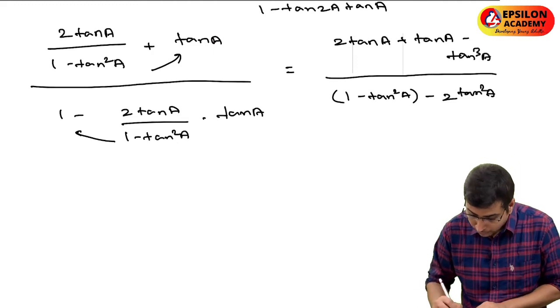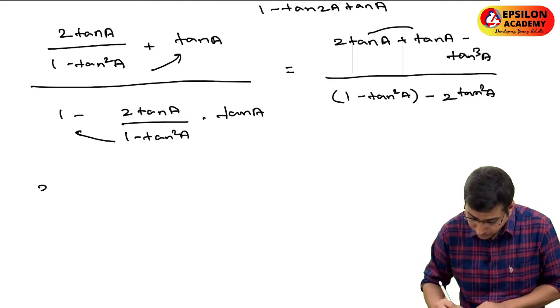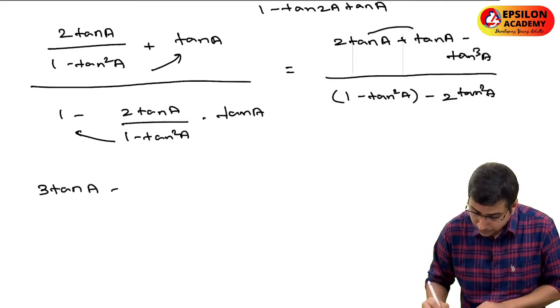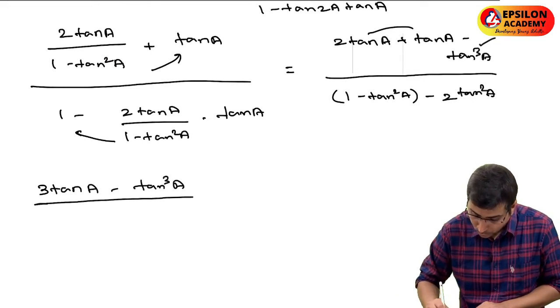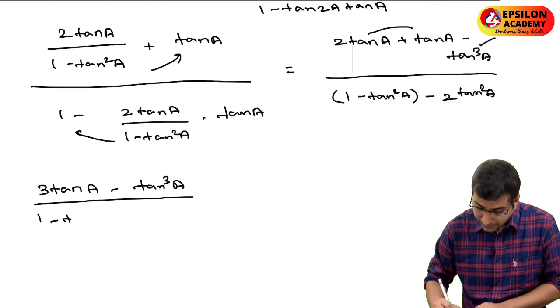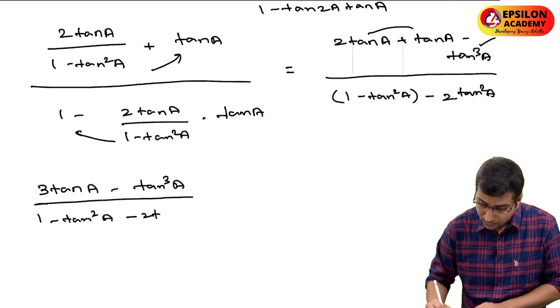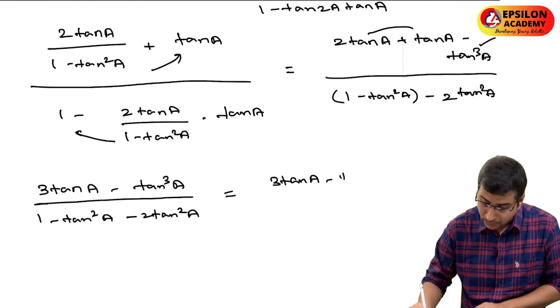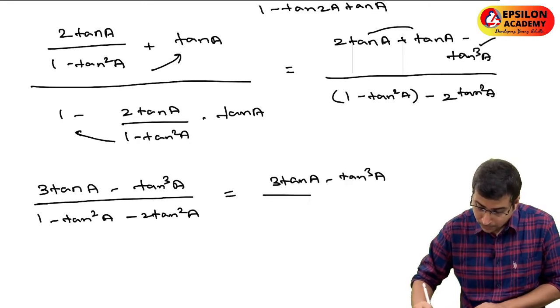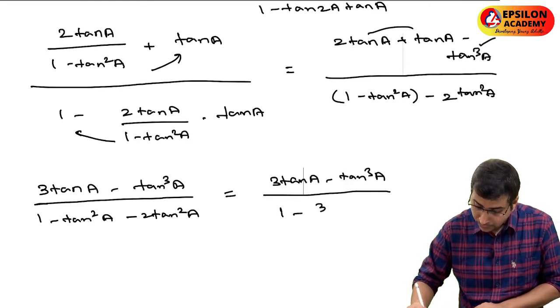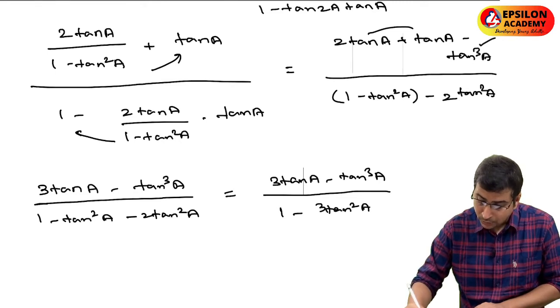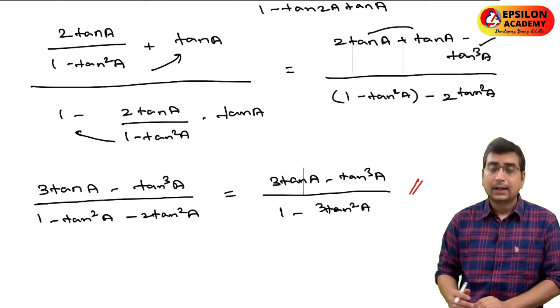So what is that you are left out with? 2 tan a plus tan a is going to give you 3 tan a minus tan cube a, the whole divided by 1 minus tan square a minus 2 tan square a. This will give us 3 tan a minus tan cube a by 1 minus 3 tan square a. So this is the required formula for tan 3a.